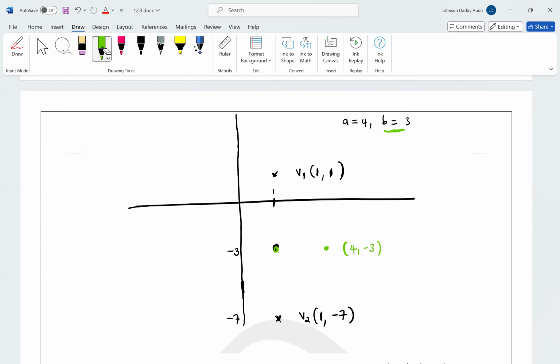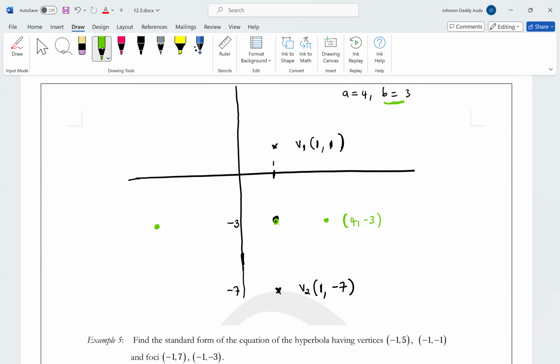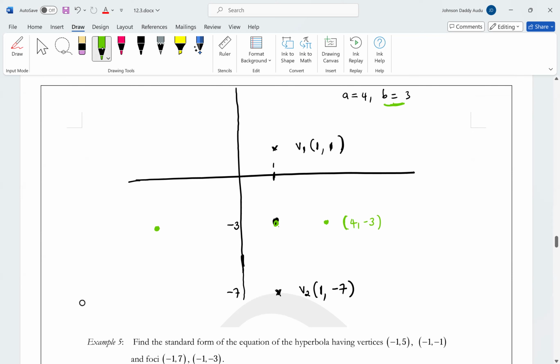Okay. All right. So now what do we need to do? Just like we did before, you can just connect your vertices. And so let me just do something. So let's draw this.